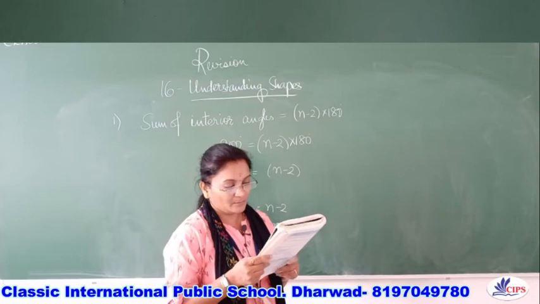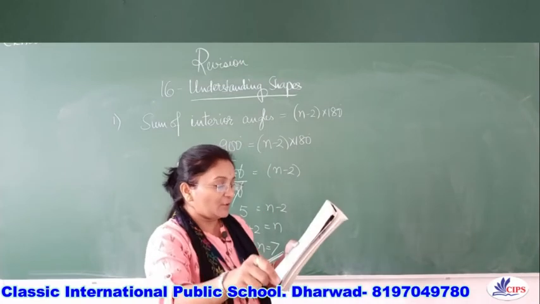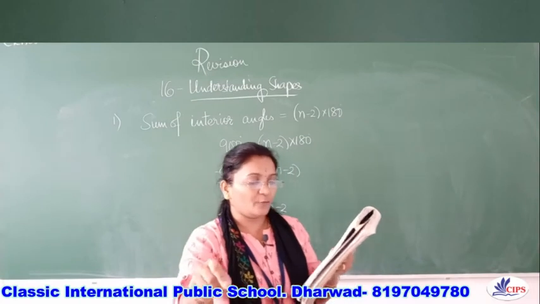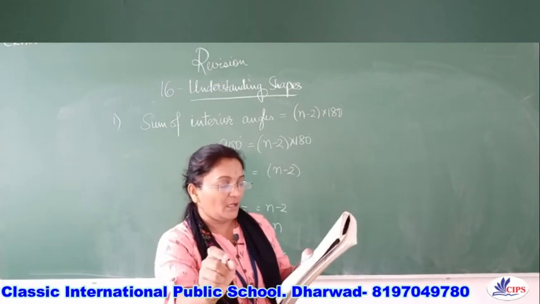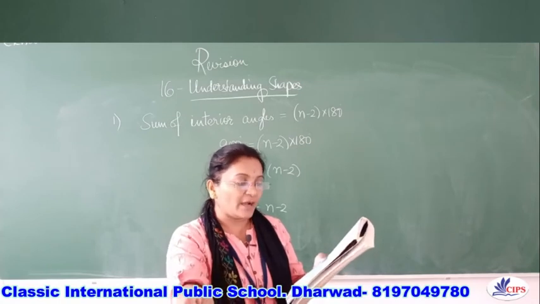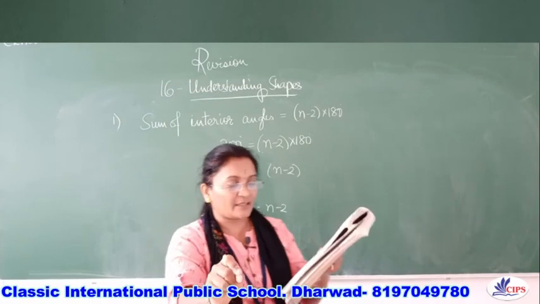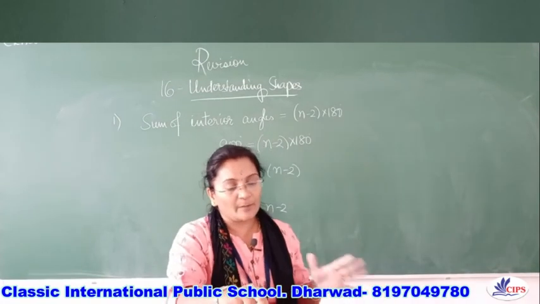I'll take one sum from that same exercise, the 14th sum. In a pentagon, two angles are 40 degrees and 60 degrees and the rest are in the ratio 1:3:7. Find the biggest angle of the pentagon. When such types of sums are there, see what they have told: in a pentagon.